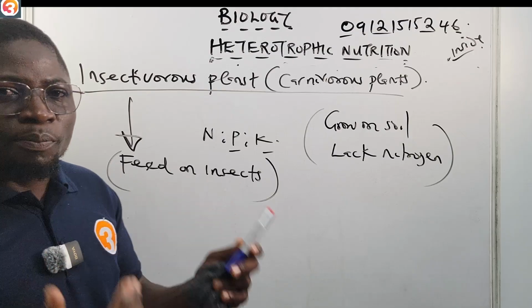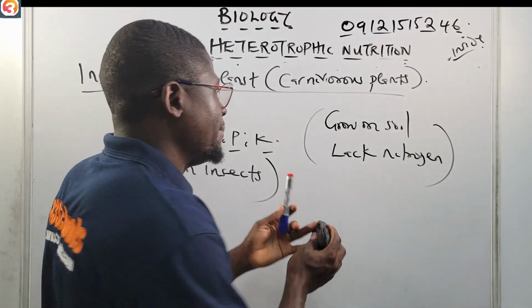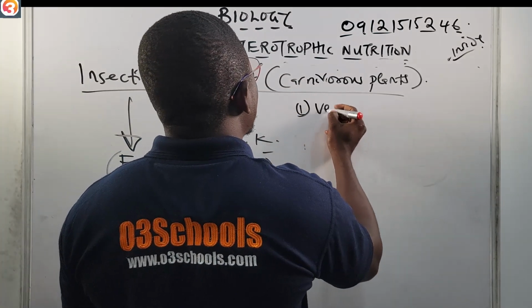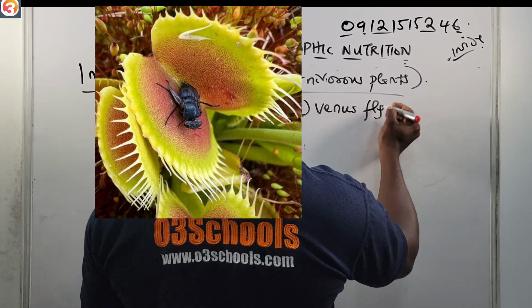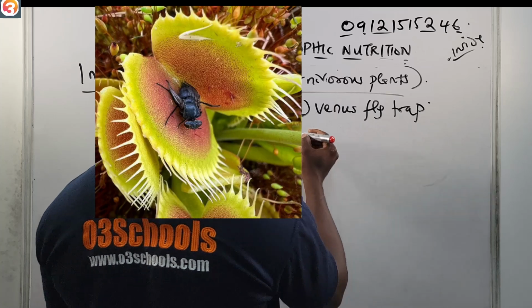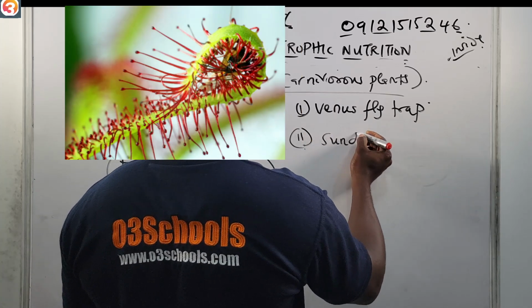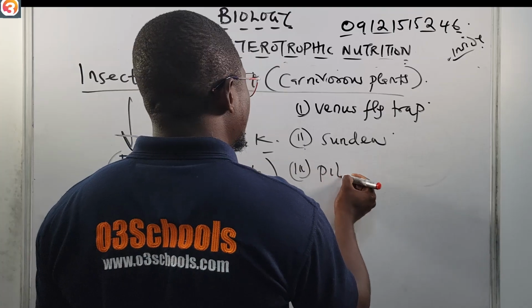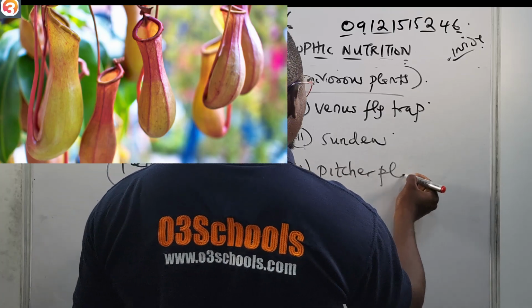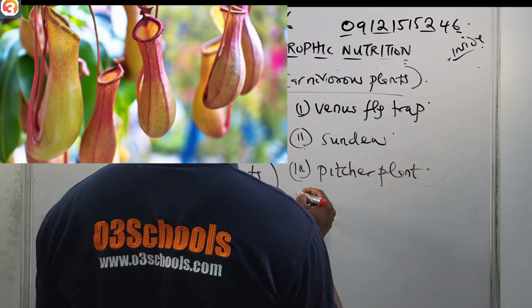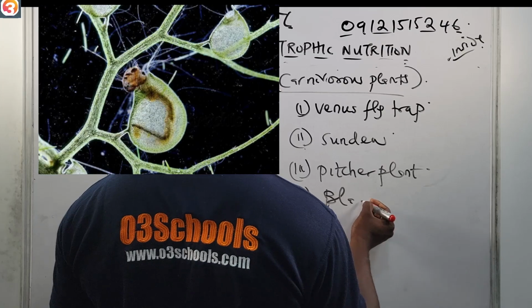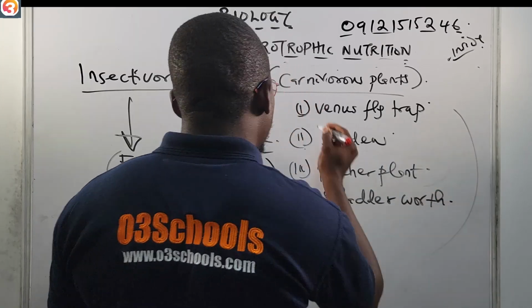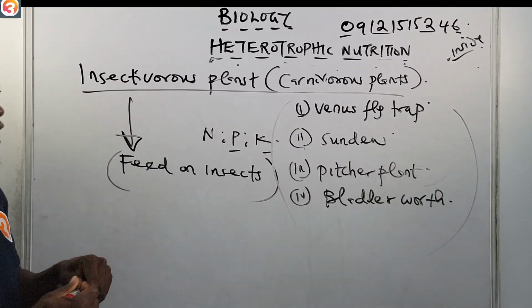An example of those plants is the Venus flytrap. Another example is sundew. Then another example is pitcher plant. We also have, I think, bladderwort. These are all insectivorous plants, so they feed on insects.